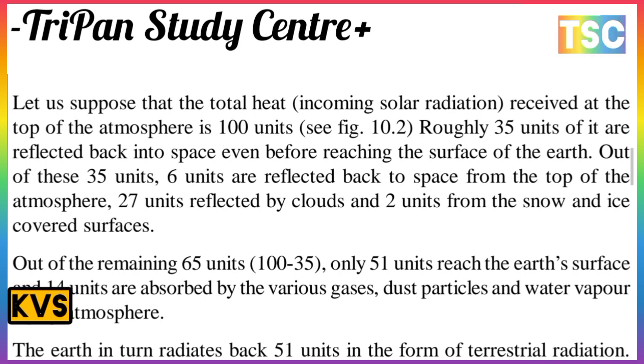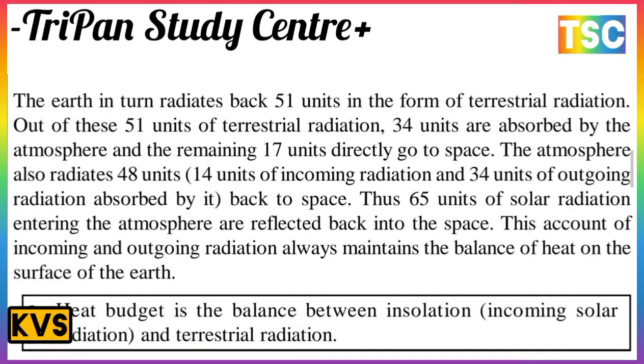Of the remaining 65 units, only 51 units reach the earth's surface and 14 units are absorbed by various gases, dust particles and water vapor in the atmosphere. The earth returns the 51 units in the form of terrestrial radiation. Out of this, 34 units are absorbed by the atmosphere and the remaining 17 units directly go to space.